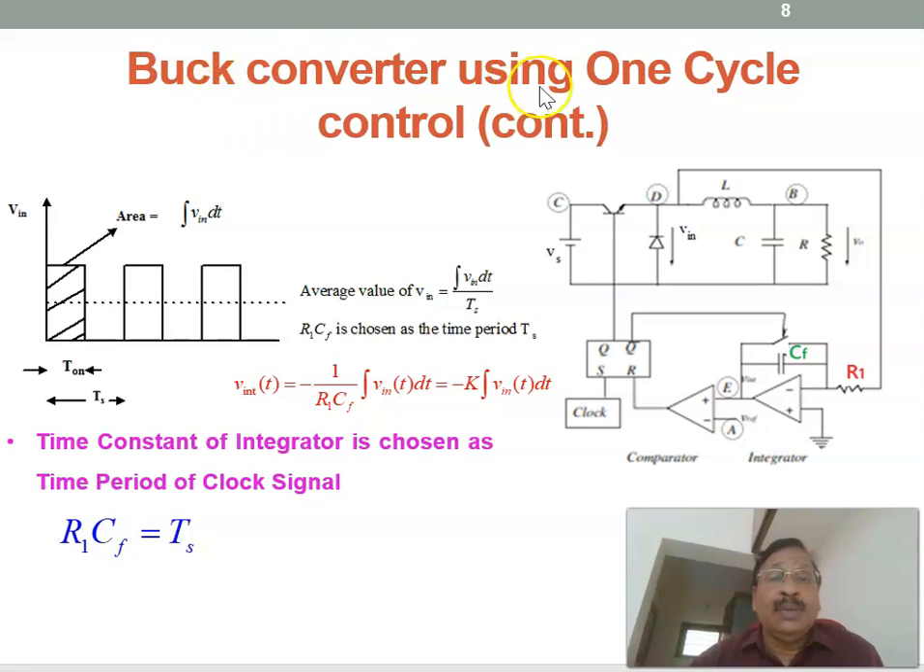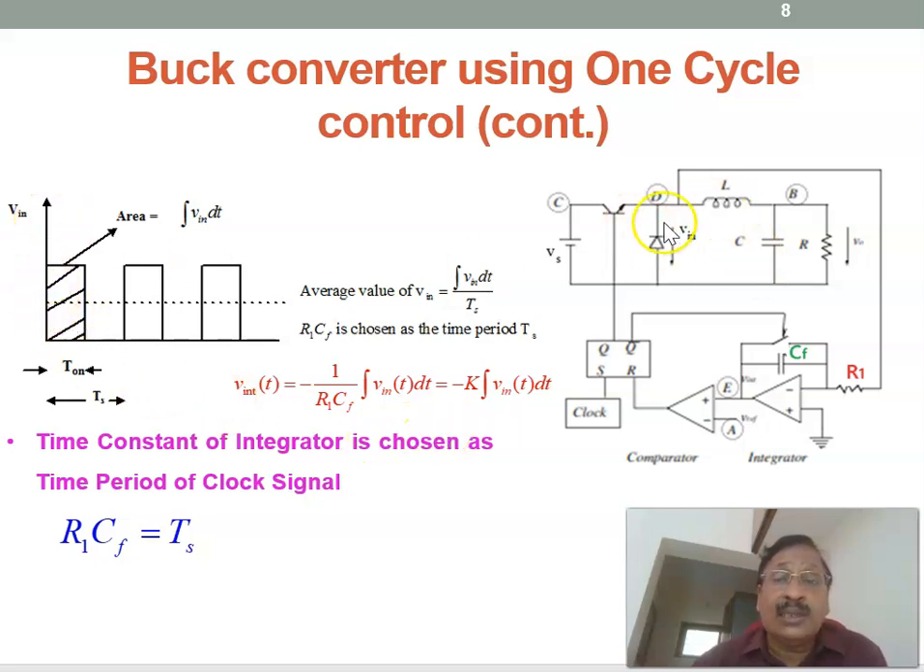Now continuing the buck converter using one cycle control here. This is the same circuit as I already explained. This is the power circuit and this is the one cycle control. This one is taken and it is integrated by a resettable integrator that is compared with the reference, and the output is given to the reset pin and the clock is given to the set pin, and the working I already explained in the previous slide.